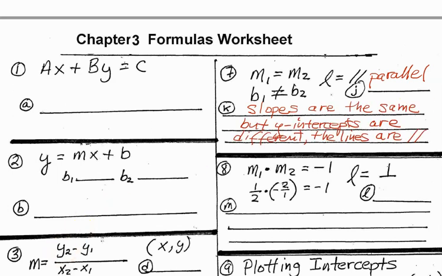So something like that. Slopes are the same, but the y-intercepts are different. Then the lines are parallel. Shortened it a little bit.